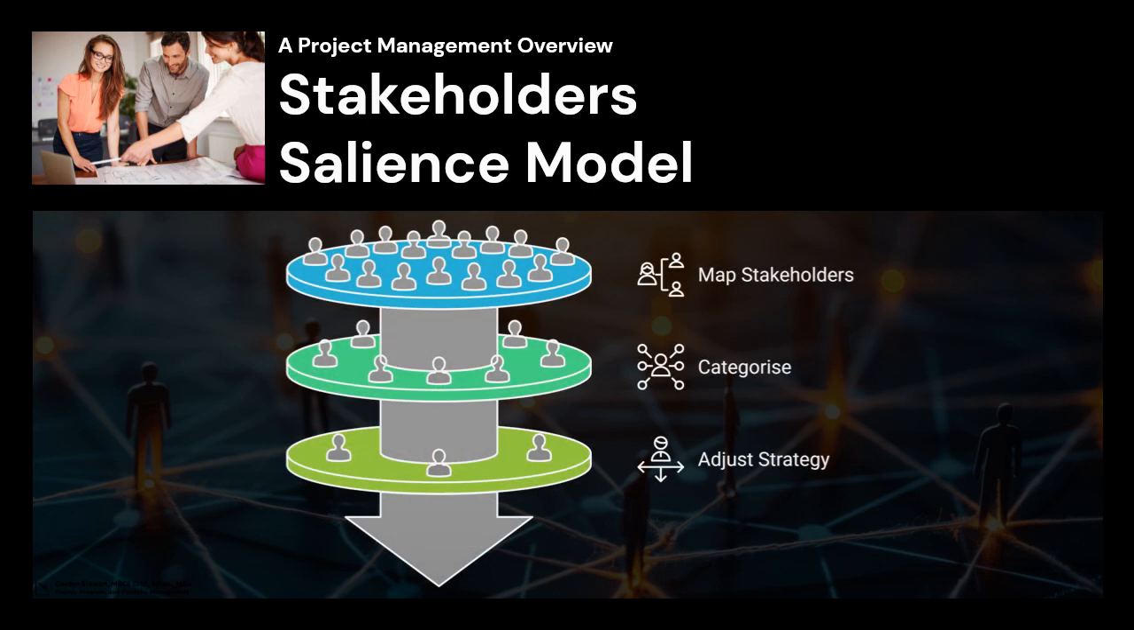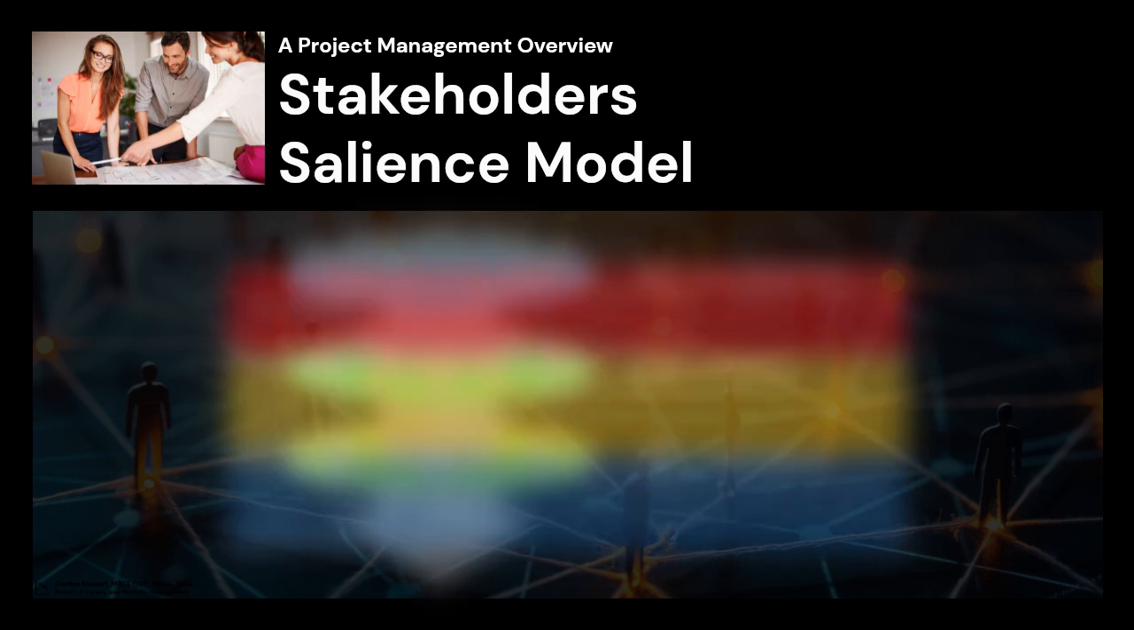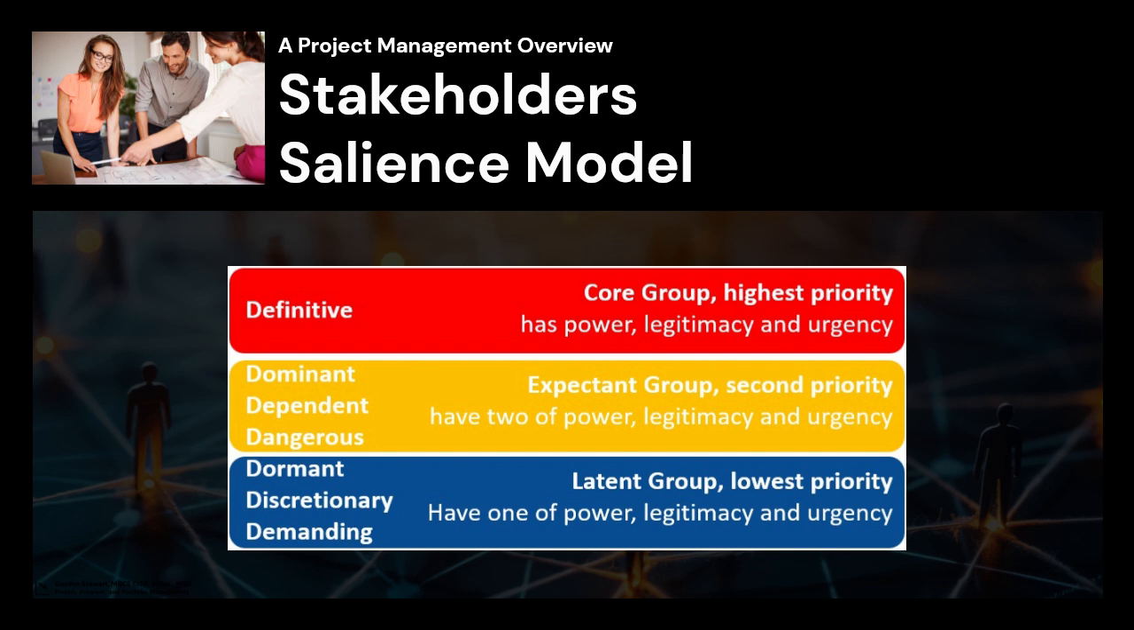Firstly, we map our stakeholders using the model. Secondly, we identify which type they fall into, say dominant or definitive. Then, we define our communications and engagement strategy. How are we going to engage the stakeholders to maximize support and minimize conflict? We focus on definitive stakeholders first, then manage others accordingly.